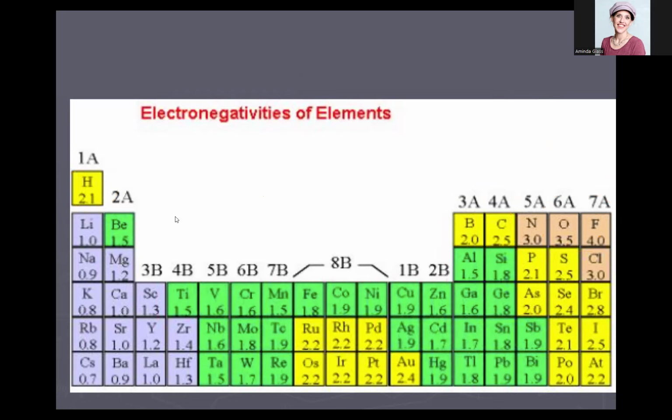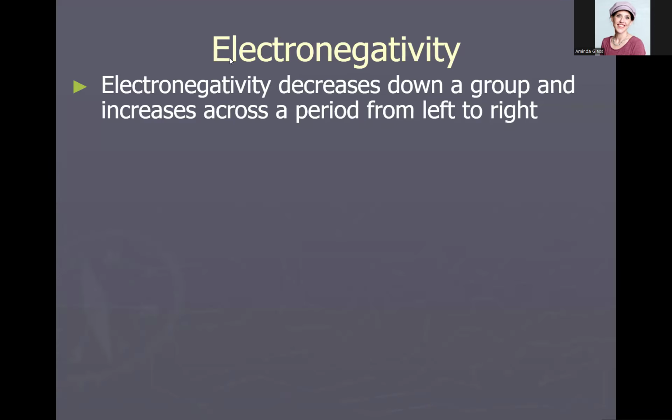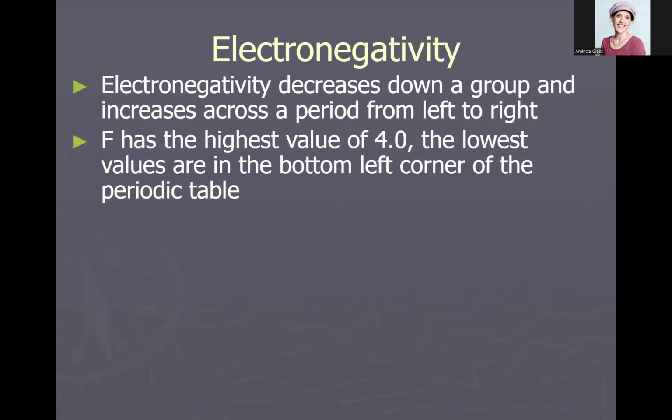So you will need to refer to this chart so that you know the electronegativity values whenever you're determining bond type. Now, electronegativity decreases down a group and increases across the periodic table from left to right, if you remember from last week. Fluorine has the highest value of 4.0, and the lowest values are in the bottom left corner of the periodic table.